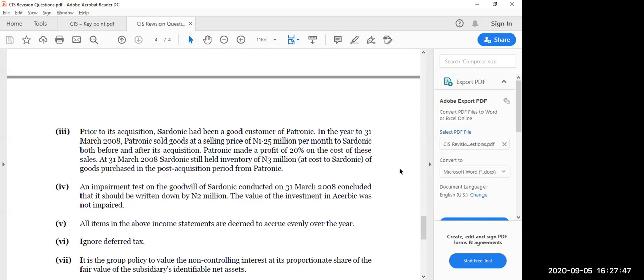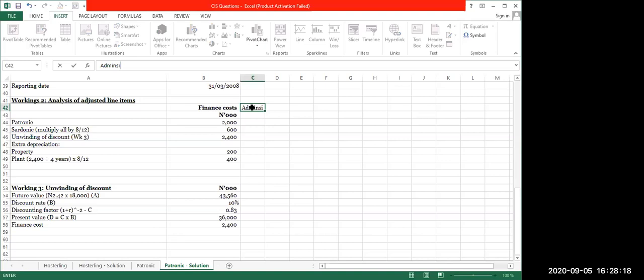It says that an impairment test on the goodwill of Sardonic conducted on 31st March 2008 concluded that it should be written down by 2 million. Simple. We take that 2 million and we add it to our administrative expenses or any line item that they have directed us to take it to. I will just be more practical with it and take it to administrative expense since they are silent. So that will make me create a second item which I want to adjust.